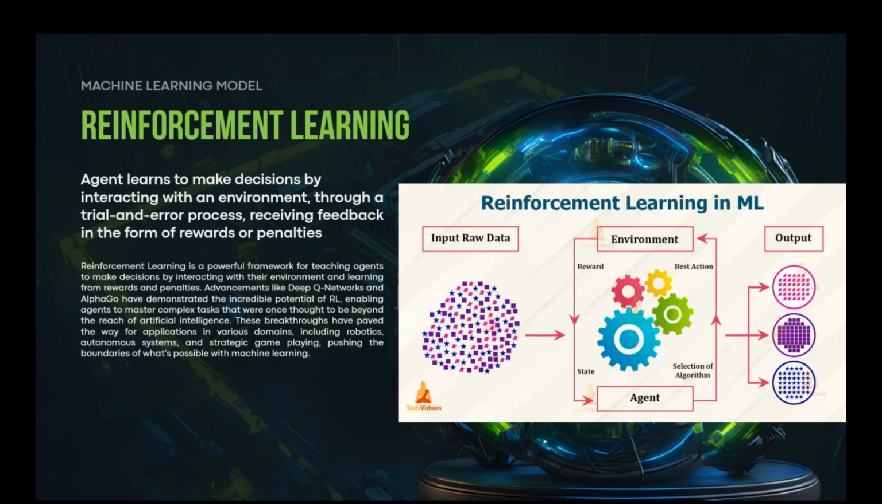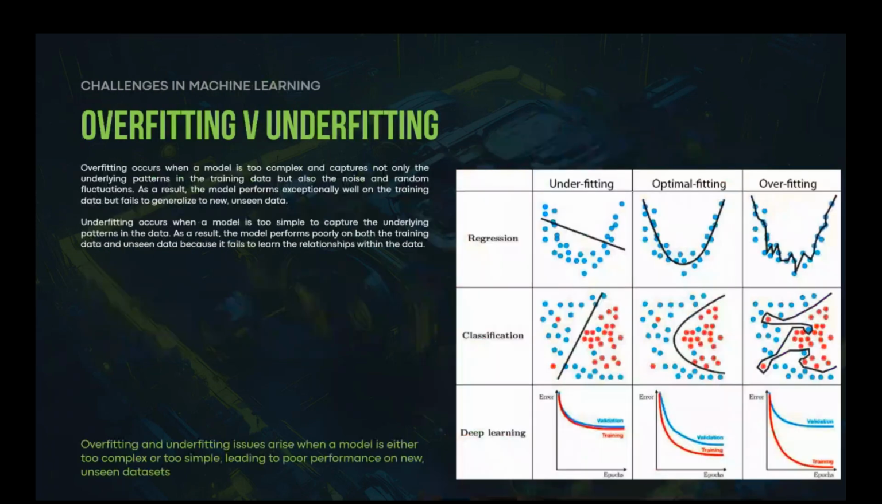Now we are about at the end of our first module. Here we'll talk about different challenges that we have in machine learning. Just let me take a sip of water here. So we'll talk about challenges like overfitting and underfitting.